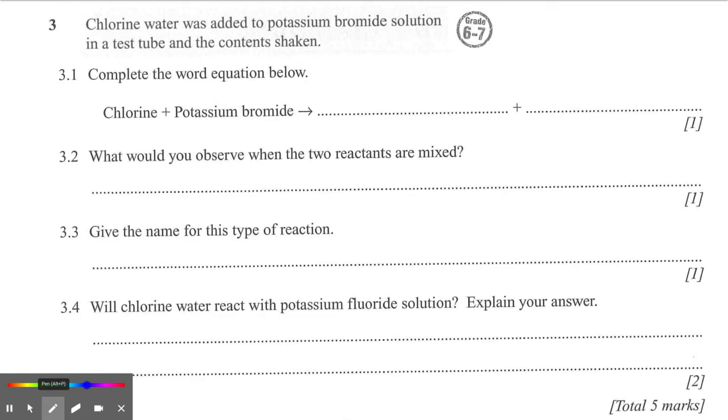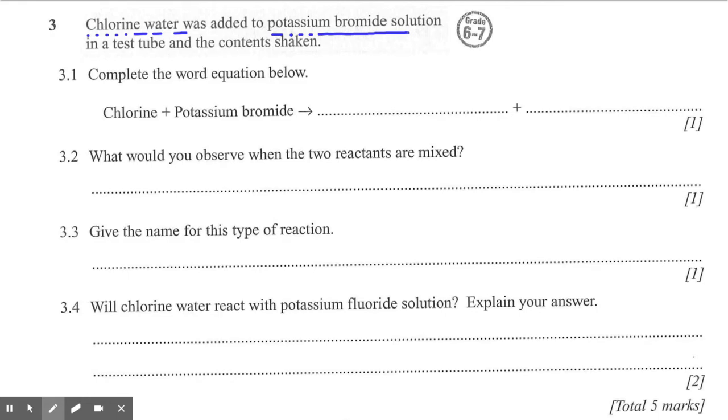Okay, so continuation of the Group 7 element section. This is question 3. This is asking us to look at the reaction between chlorine water and an aqueous solution of potassium bromide. And it's asking us to complete the word equation.